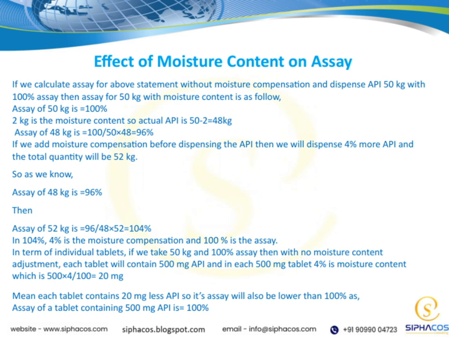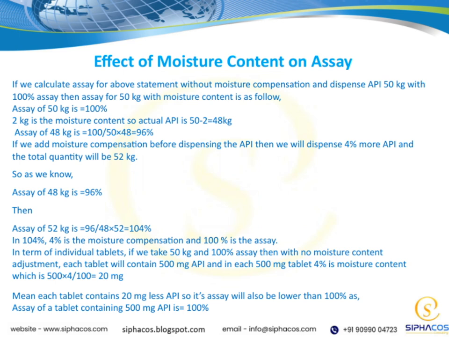To put this into perspective with individual tablets, if we have 50 kg of API at 100% assay, each tablet containing 500 mg would actually have 500 mg of API, but 4% of that is moisture. Calculating that, 500 mg times 4 divided by 100 gives us 20 mg of moisture per tablet. This means each tablet contains 20 mg less of pure API than we might think at first glance. So the assay for each tablet is actually lower than 100%. In essence, moisture can significantly impact the measured assay, and accounting for it ensures we dispense and evaluate the correct amount of active ingredient.